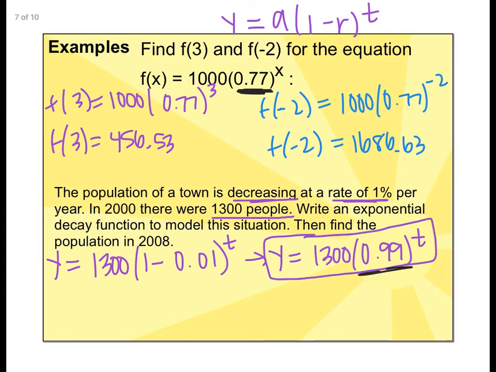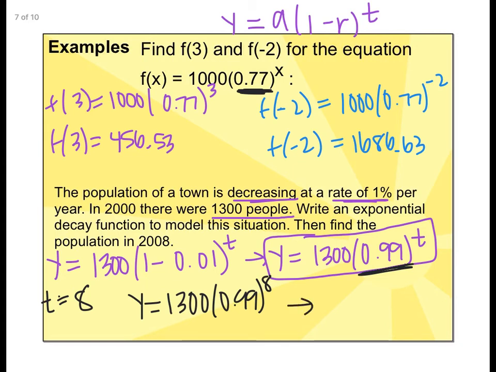Notice the number in my parentheses here is less than 1 because our population is decreasing, so it has to get smaller. So if they want the population in 2008, t would be equal to 8 because the population was originally in 2000. So I'm going to plug in 8 for t. On my calculator, I would do 0.99 to the 8th power first, and then multiply that by 1,300. And at that point, on the calculator, I got about 1199.56. I would round down and say about 1,199 people remain.